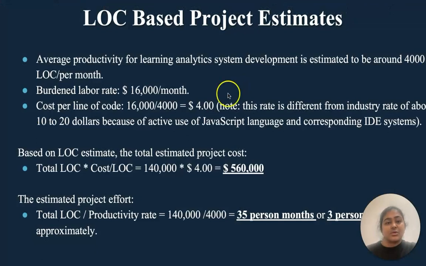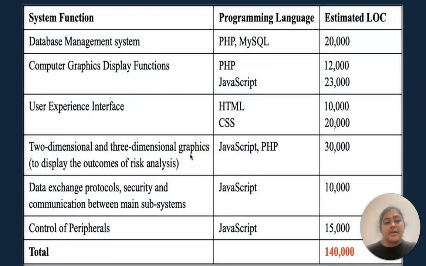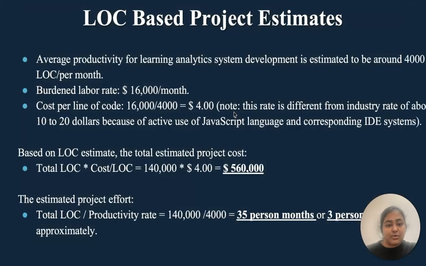And next is the LOC based project estimates. This is used to estimate the project cost and the project effort by using the different system functions and the programming language. We estimated the LOC as 1.4 million. Using that, we can estimate the total project cost and the estimated project effort, which is 35 months, and the project cost will be 5.6 million.